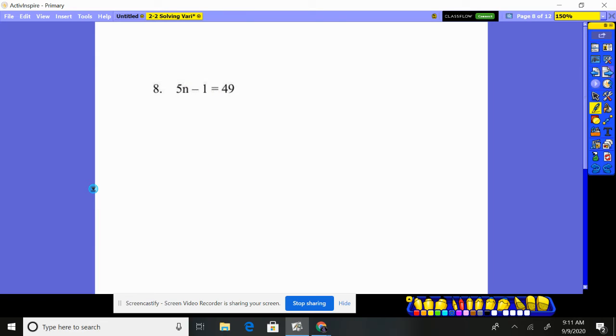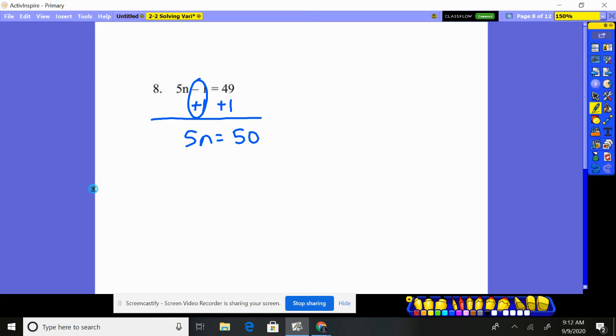The variable 5n minus the number 1 equals the number 49. Let's get all our numbers together. So let's move that minus 1 over. To get rid of it on the left side, we have to add 1 to clear it out. So I have to add 1 to that side. I'm keeping everything balanced by doing one thing to one side, doing the same thing to the other. So I get 5n equals 49 plus 1, 50.